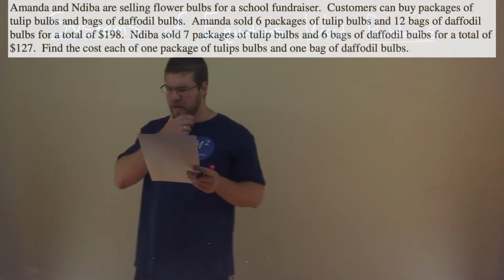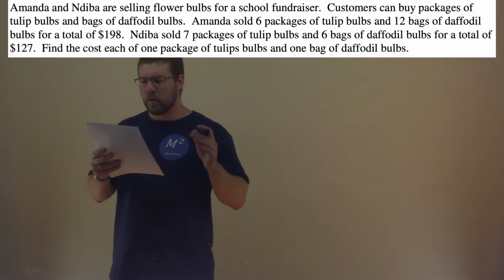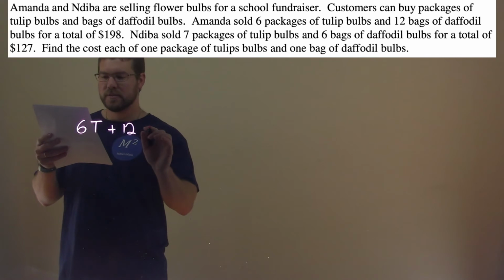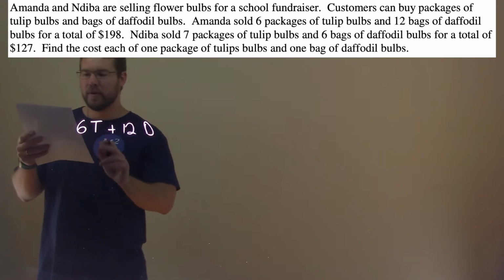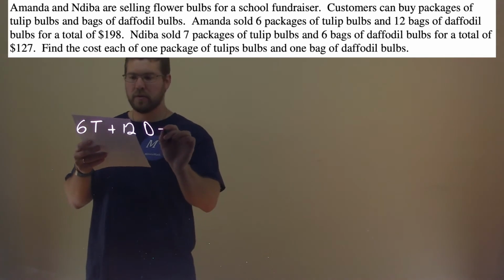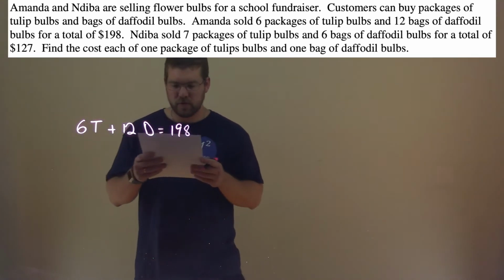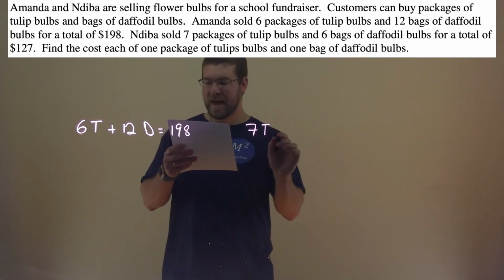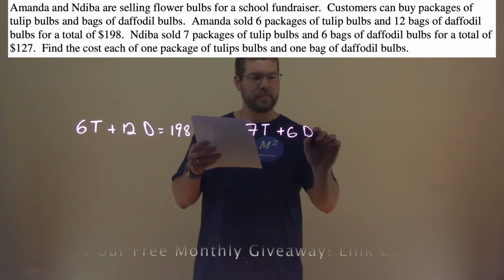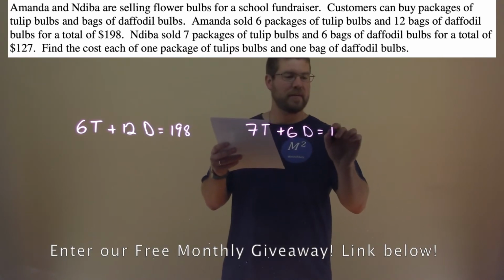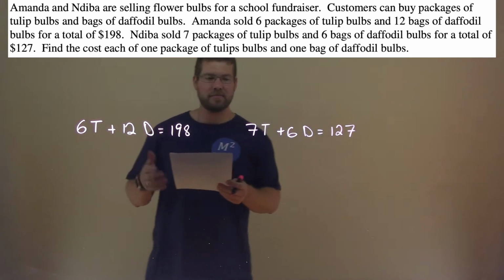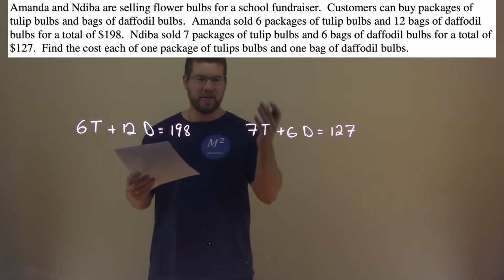All right. So the first customer sold 6 packages of tulips, and they sold 12 packages or bags of daffodils. So T would be the price of the tulip package of bulbs, and D is the bag of daffodil bulbs. And that gave a total of $198. They also sold 7 packages of tulip bulbs, we don't know the prices, plus 6 daffodil ones, and that equals, they said, $127. Okay? So now we have our system of equations here. We need to solve that, right? To solve the system to find our answer. So what are we going to do?